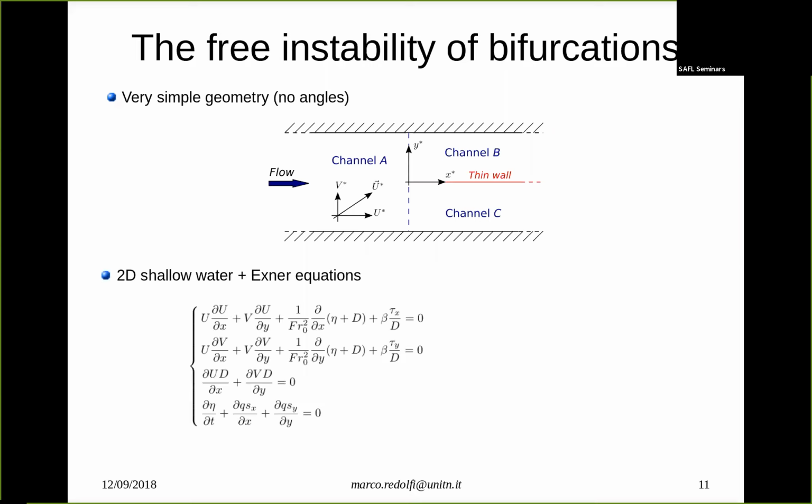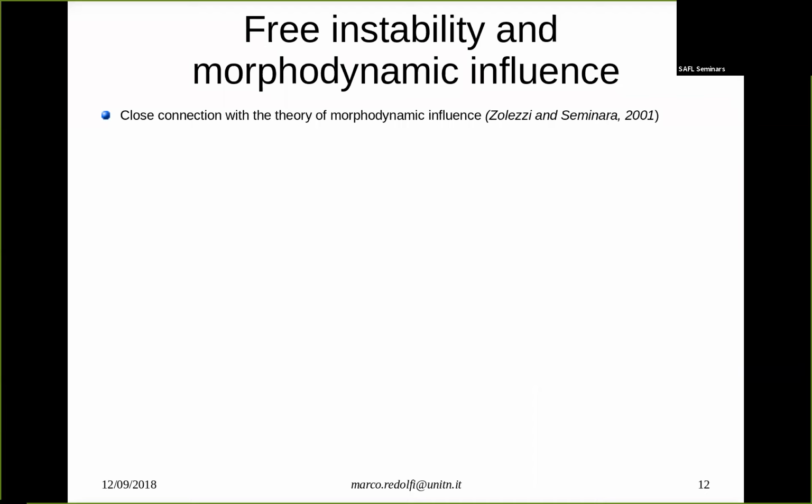And I consider a two-dimensional shallow water and Exner equation, and I solve this equation through a linear perturbation approach. Here I don't have time to go into the analytical details, but if you are interested, later we can discuss this. I just go directly to the results. The results indicate a close connection between the free instability and the morphodynamic influence. The theory of morphodynamic influence was originally developed by Zolezzi and Seminara, 2001.